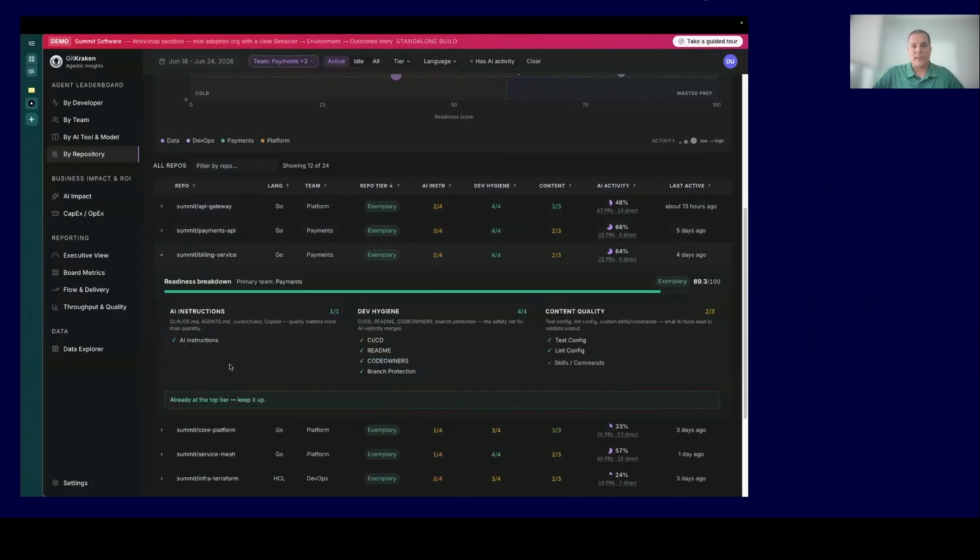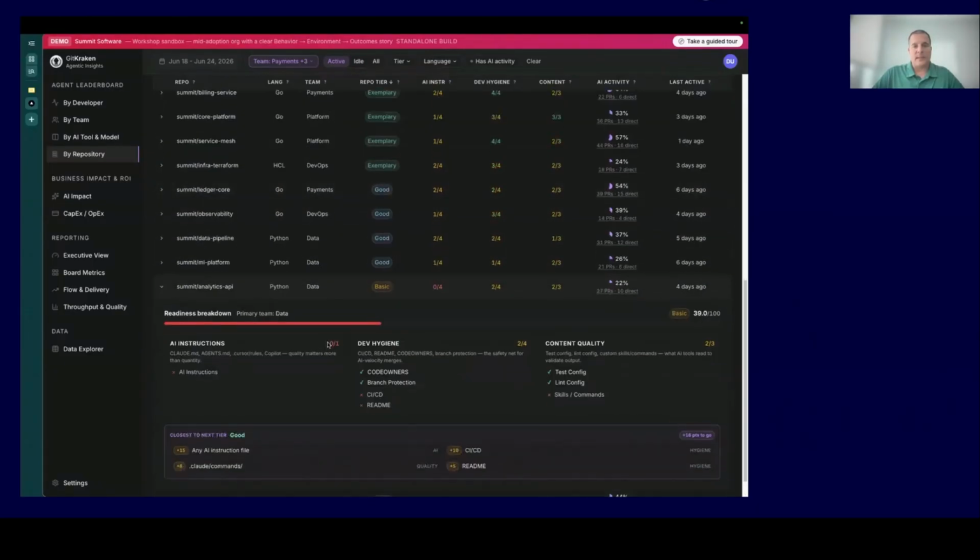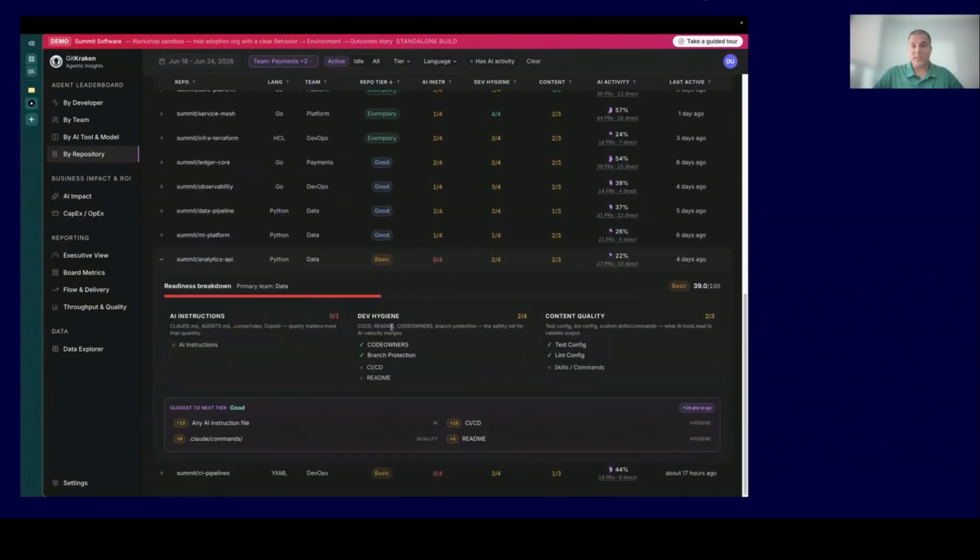Each one, when expanded, I'll find one that actually needs some help here. We'll go to the analytics API. You can see we're missing a bunch of the dev hygiene aspects and a bunch of the content quality things. So a nice little guide on things to add next to get to that next tier provides a great foundation for keeping your repositories ready for devs and agents to contribute to.